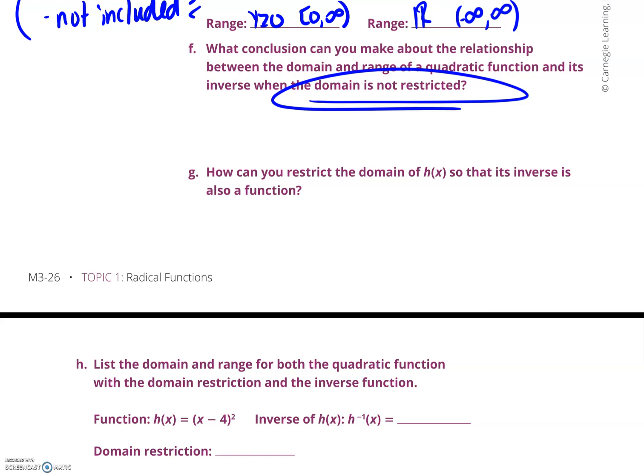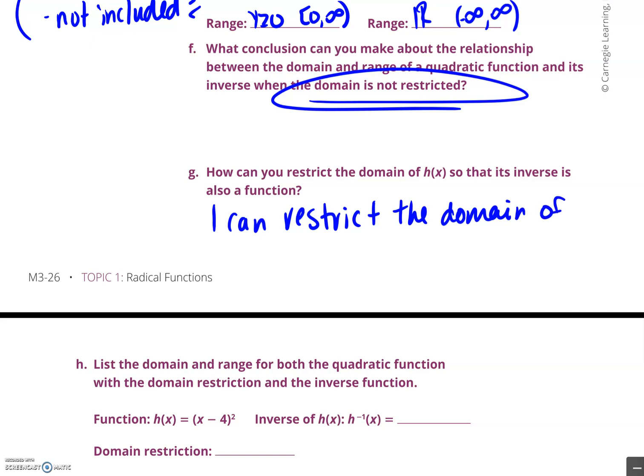So we are on page M326, just moving right along. And it asks, how can you restrict the domain of h of x so that its inverse is also a function? Well, we can restrict that. Alright, so if we restrict that to x greater than or equal to 4, then it'll make that inverse a function.